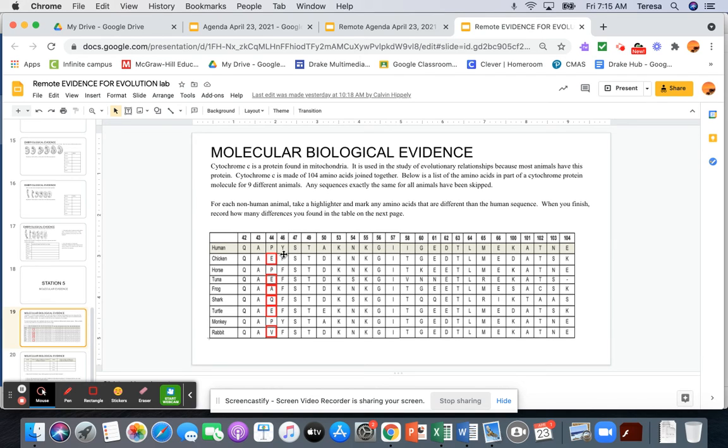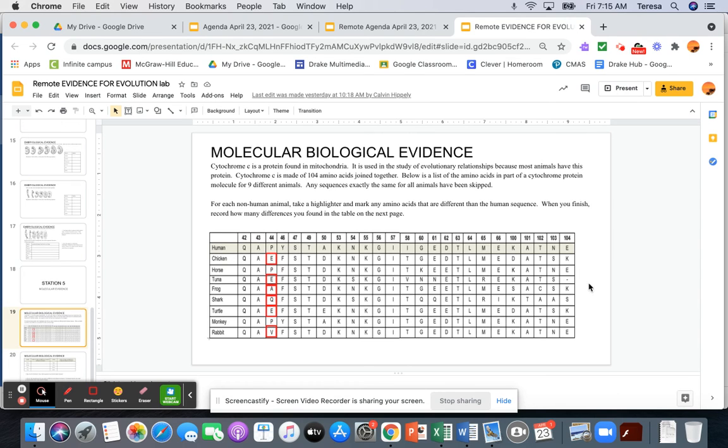When you're doing the molecular evidence, you're going to highlight or put a box around any amino acid. We're comparing the amino acid sequence for a specific protein called cytochrome C. We're comparing the human sequence to the sequence in the other organisms. So I look at each column. First column, all Qs, so there's no differences. Second column, all A amino acids, so there's no difference. The third column, we have P as the amino acid, and there are differences in this column. So I've highlighted those differences, and you would continue that through every column.